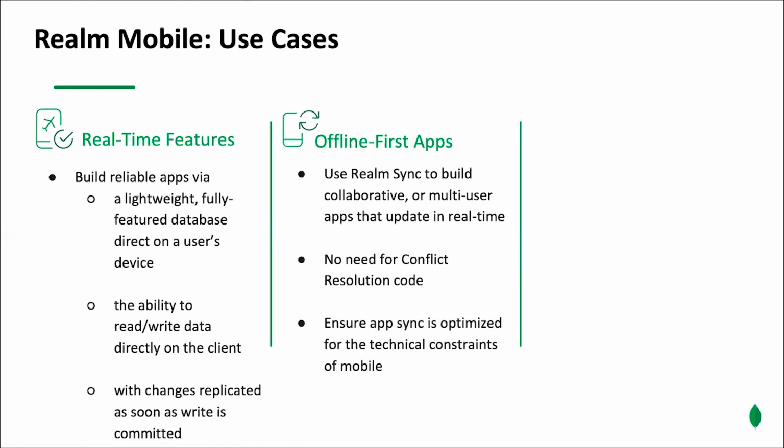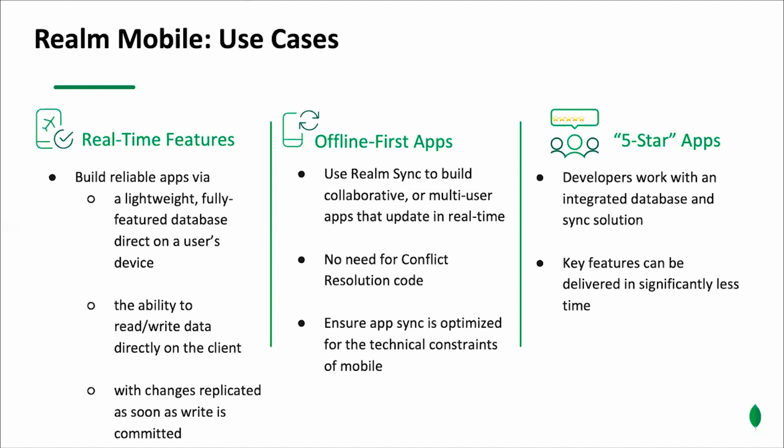The second use case is exactly for offline-first applications, where we can use Realm Sync to build collaborative or multi-user applications that need updates in real time, but can also handle situations where one of the clients will be initially or temporarily offline. In addition to this, we don't need any particular code for conflict resolution, as this is handled automatically by Realm. And overall, it will ensure that the application and sync is optimized for the technical constraints that we have on mobile devices.